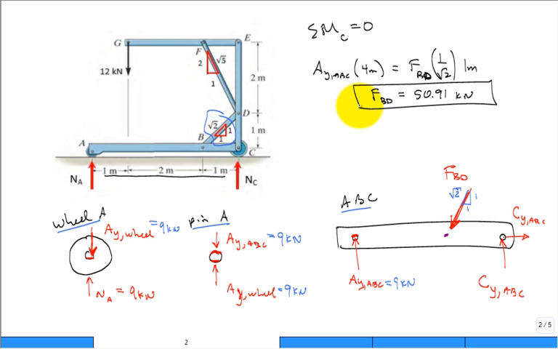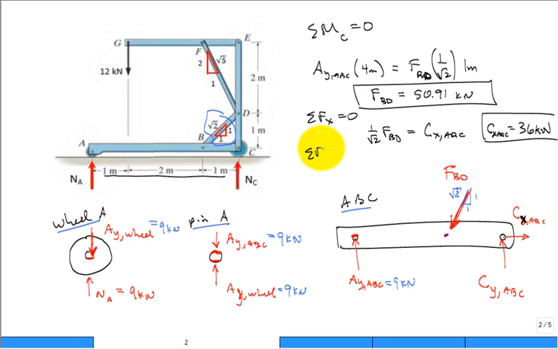Okay, so now we can do the sum of the forces in the X equal to 0 for the same member, ABC. And we get that 1 over the square root of 2 times FBD, which we just solved for, is equal to, why did I write CY right there? Shouldn't I have written CX? Sorry about that. CX in the ABC. And then we solve for CX on member ABC, and that comes in at 36 kilonewton.